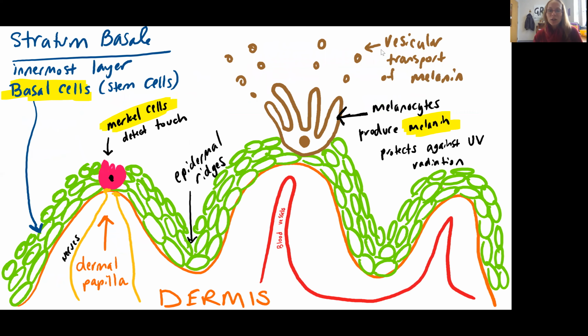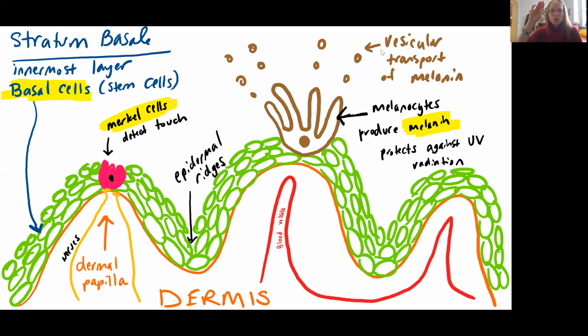So let's take a look up close and personal at each of these layers. So notice here that I've drawn my dermis border to be orange. And notice that it's not a straight line, but you've got these waves.